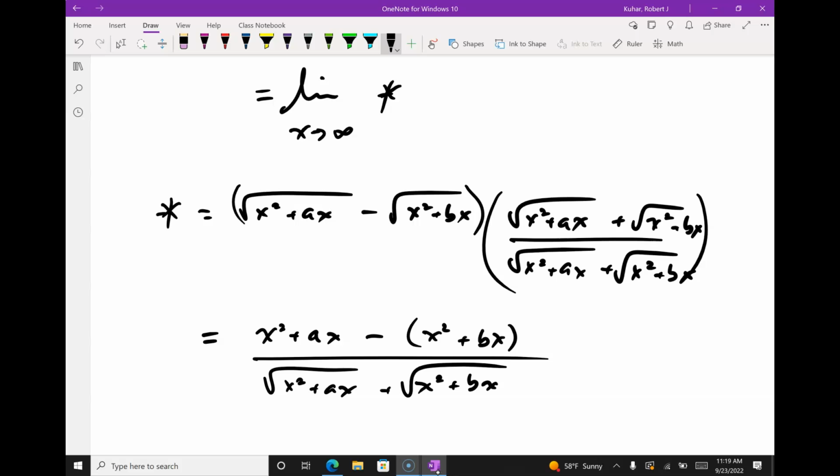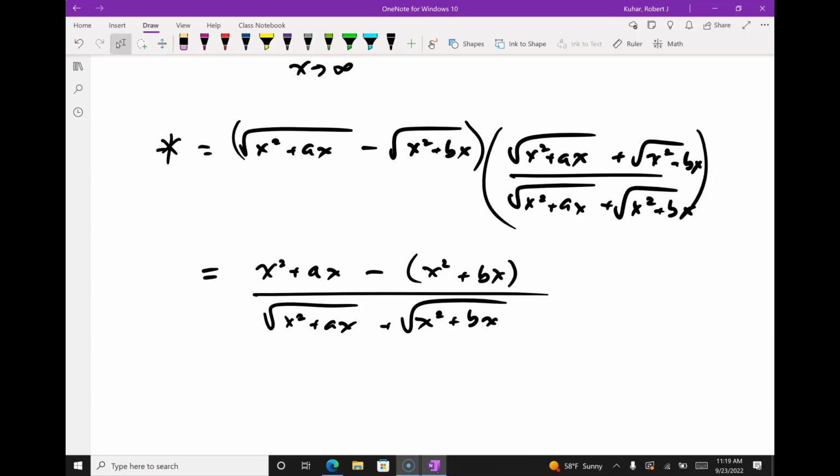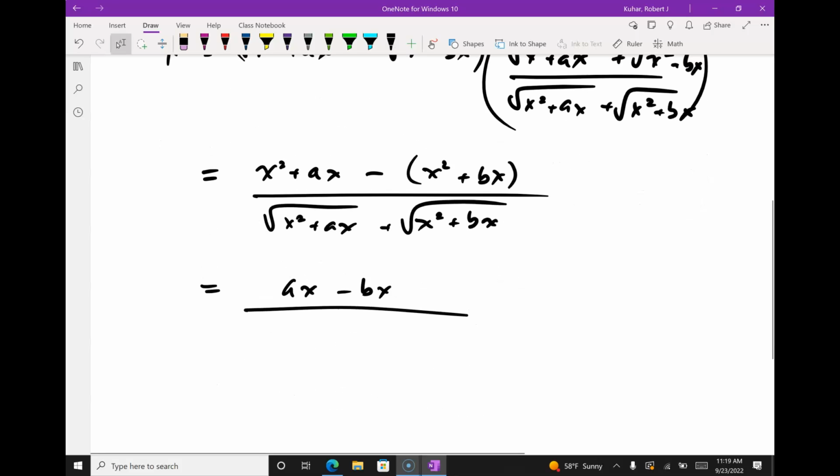Am I right, Jack? That's where the issue is? Nope. So what happens here? What goes away? What can you see? The x squareds go away. So upstairs I get ax minus bx over that conjugate. And now I'm ready to divide by what power of x? X to the first, sorry.